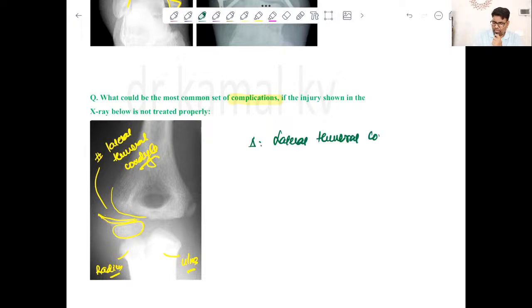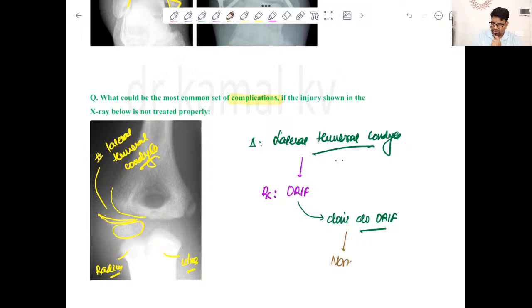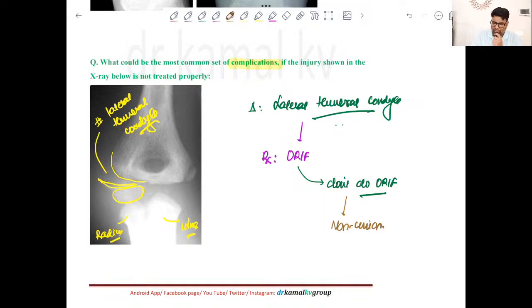Now what complications can come if you don't do ORIF, right? So it has to be managed by ORIF. But in case you don't do ORIF, then this will go into non-union. Clear? So it will go into a state of non-union, and what will happen? There is cubitus valgus deformity, which can cause tardy ulnar nerve palsy.